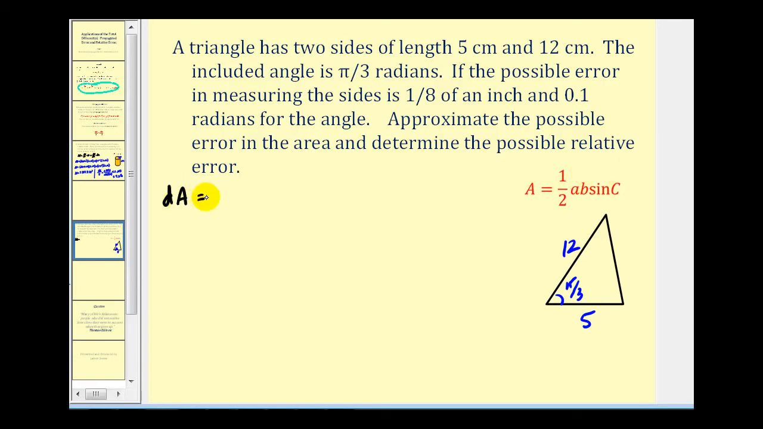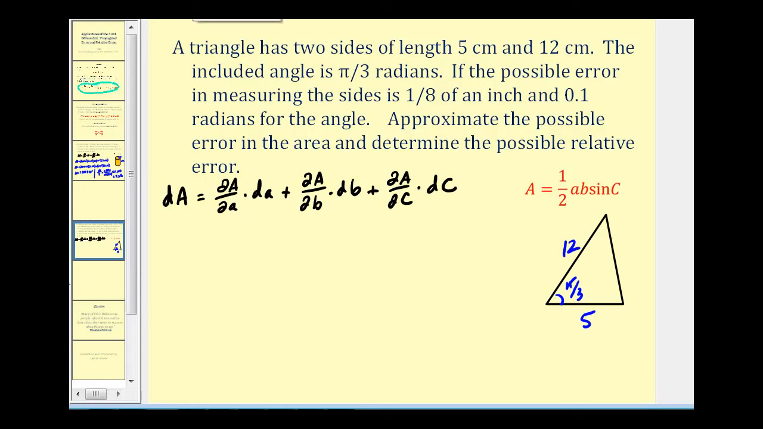Differential A is going to be equal to the partial derivative of A with respect to little a times differential A plus the partial derivative of A with respect to B times differential B, and then lastly the partial derivative of A with respect to C times differential C.